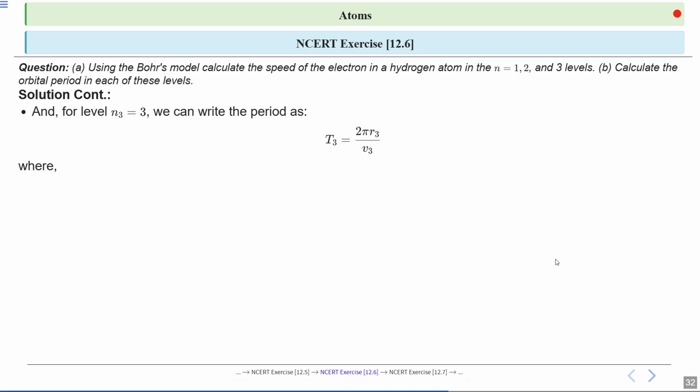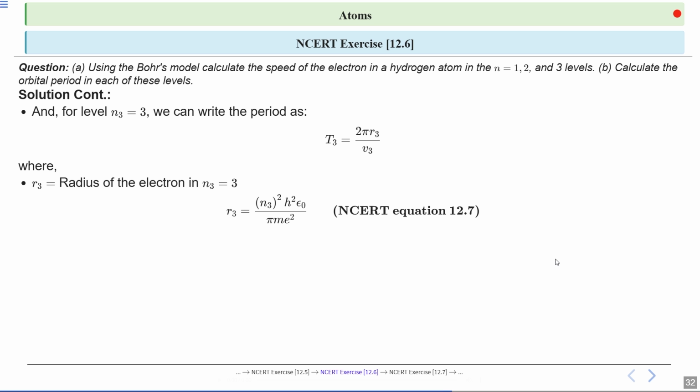Let's clarify what each variable means. So r3 stands for the radius of the electron's orbit where n equals 3. In the Bohr model, the radius increases as n squared. So the third orbit is much larger than the first. Now let's look at the formula. R3 equal to n3 squared times h squared times epsilon naught divided by pi times m times e squared. Here n3 is the principal quantum number.